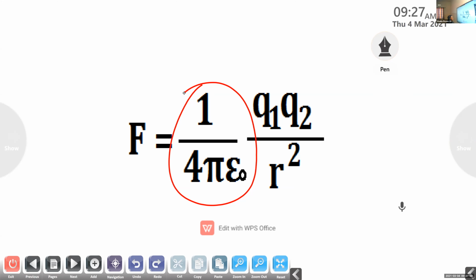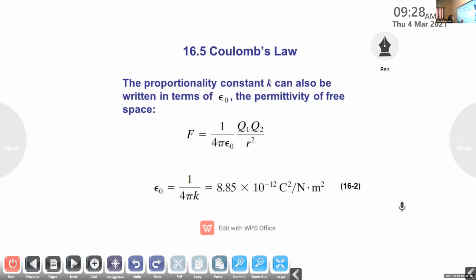Achyut, what is the value of epsilon 0 then? 8.85 into 10 raised to minus 12 Coulomb square by Newton meter square. Yes, epsilon 0 is the permittivity of free space and it has a value. K is 1 by 4 pi epsilon 0 and epsilon 0 is equal to 8.85 into 10 raised to minus 12 Coulomb square per Newton meter square. So these are the topics that we discussed in the last class.